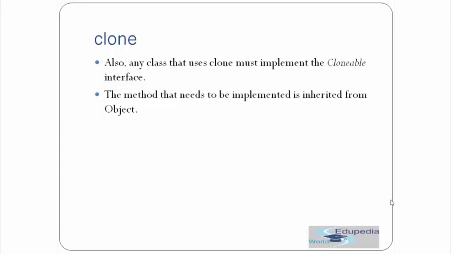Now the method that needs to be implemented is inherited from the Object class. So you have to write the definition the same, although you're overriding it. You can slightly change protected to public, but you should keep the rest of your signature as it is.